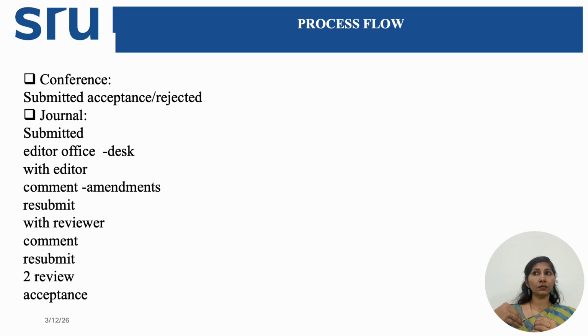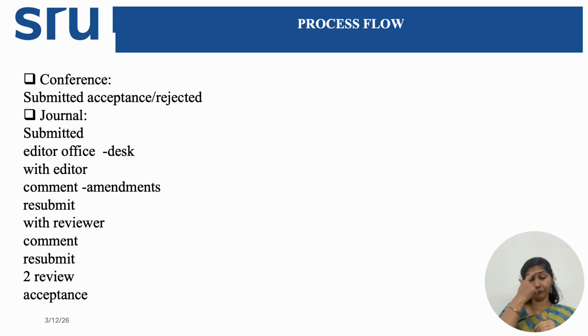In some journals you can see in the tracker how many reviewers have been sent the paper, how many have accepted, how many are in the review process, all those things you can check. Then after it goes to the reviewers, 2 or 3 reviewers may reply and the editor consolidates all the reviewer comments and sends them to you. You have to address the reviewer comments and send it back. Like this, 2 rounds of peer review are conducted for journal papers, and then finally it may get accepted or it may get rejected.